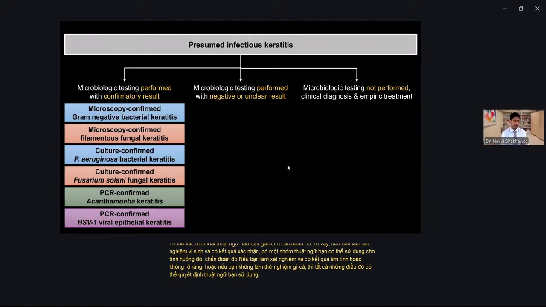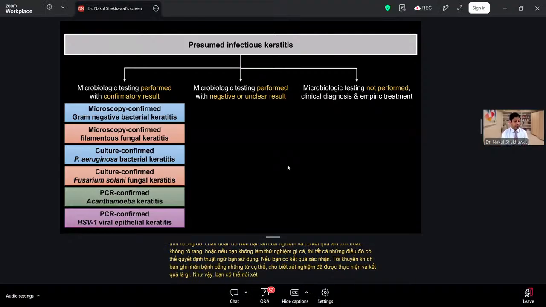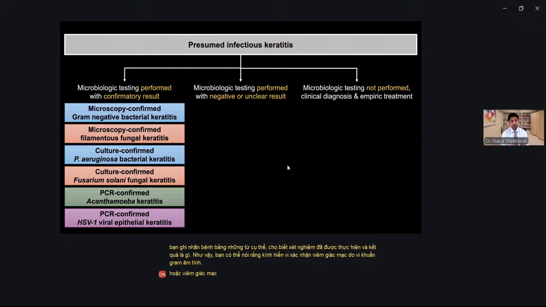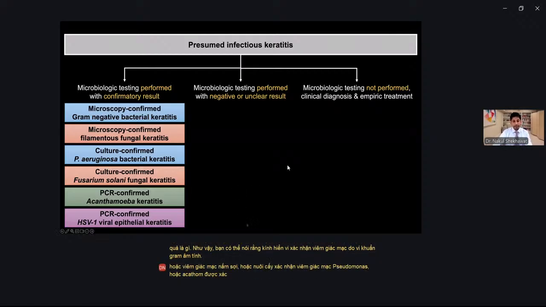If you have a confirmatory result, I encourage you to label the disease with specific words that say what testing was done and what the result was. So you can say microscopy confirmed gram-negative bacterial keratitis, or filamentous fungus keratitis, or culture confirmed Pseudomonas keratitis, or PCR confirmed acanthamoeba keratitis.